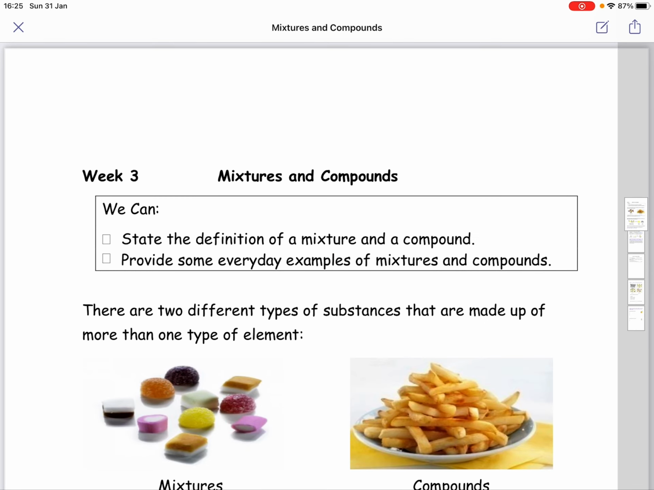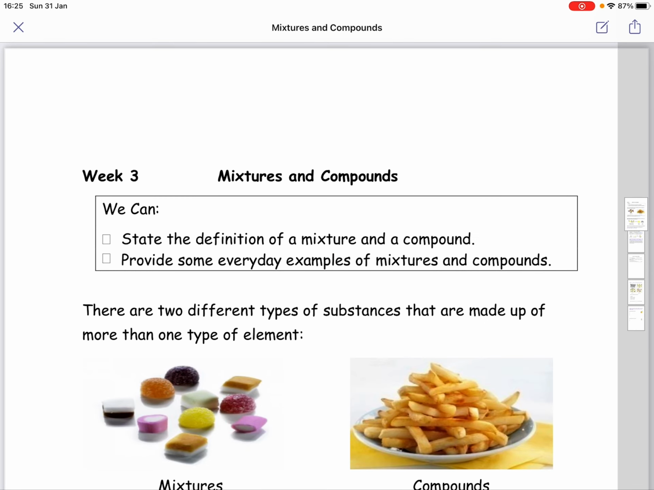Well, that's where these 2 terms, mixtures and compounds, come into it. So if we are dealing with a substance that doesn't have one type of atom, so it's got more than one type of atom, then it is either a mixture or a compound. So what's the differences between these then? Well, I'll try and show you just now.